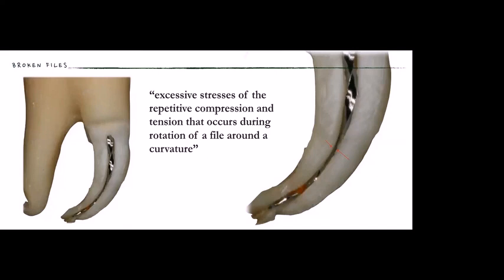Now we are going to start talking about cyclic fatigue fracture. We have talked about the torsional fracture. Now we have to focus on the other kind of fracture that we can produce with our rotary files, the cyclic fatigue fracture. Cyclic fatigue fracture is due to the compression and tension that occurs during rotation of a file around a curvature. These repetitive compression and tension cycles could provoke a cyclic fatigue fracture. Not always, but sometimes.